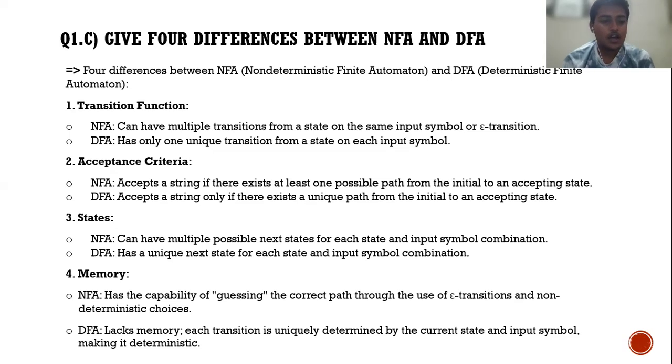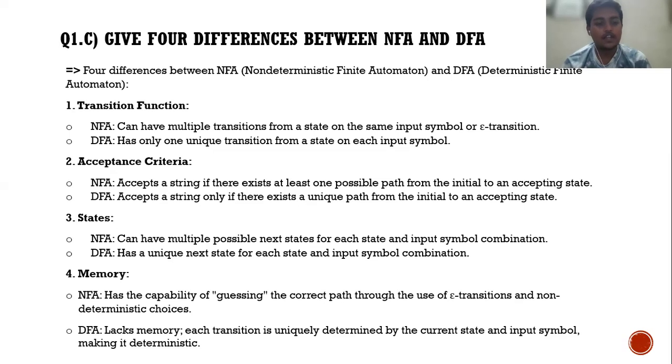In transition function, in non-deterministic finite automata, we can have multiple transitions for a state on the same input symbol or epsilon transition. Deterministic finite automata has only one unique transition from a state for each symbol. Acceptance criteria: NFA accepts a string if there exists at least one possible path from the initial to an accepting state. DFA accepts a string only if there exists a unique path from the initial.